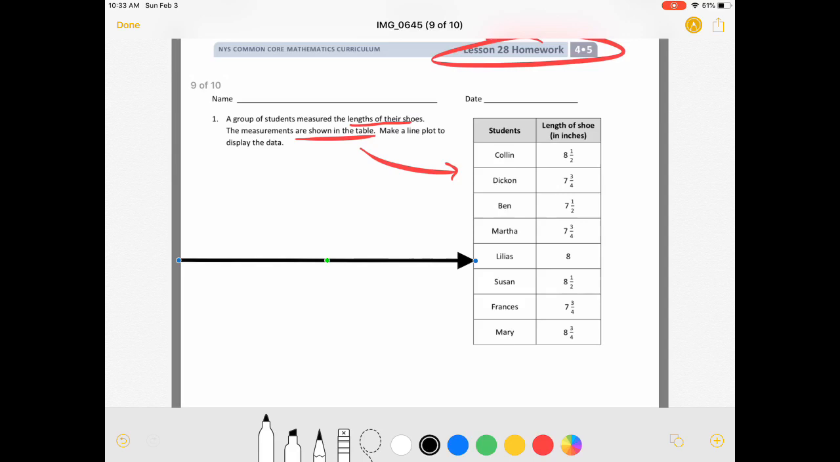And remember, a line plot isn't exactly like a number line. You do number it like a number line, but we put the X's above the number line. So let me show you that. We're going to put two tick marks, one at the end and one at the beginning.